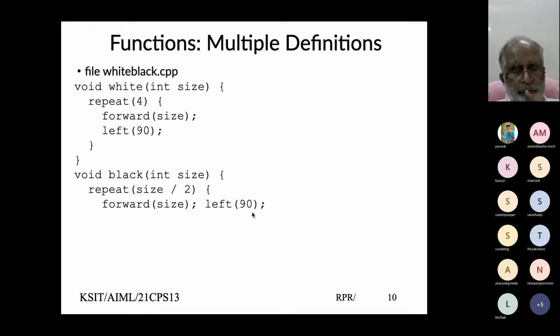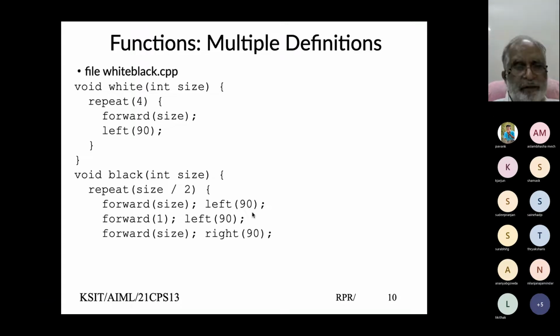Forward 1. Yes. You need to draw forward 1, left 90, and then forward size, right 90, forward size, right 90, then forward 1, right 90, forward size, right 90. Anything else after that? No, we are done with that because now we'll be repeating that.